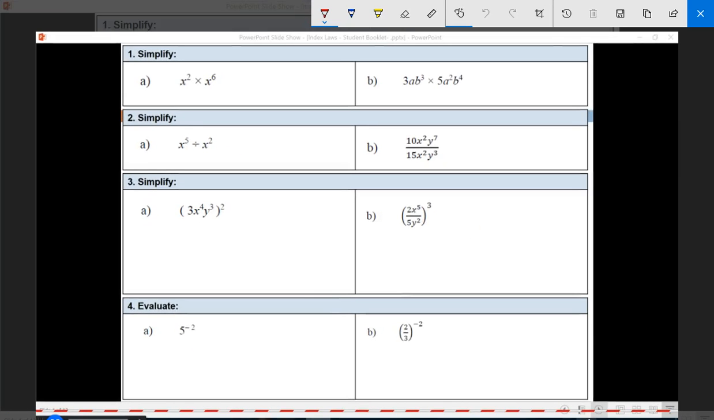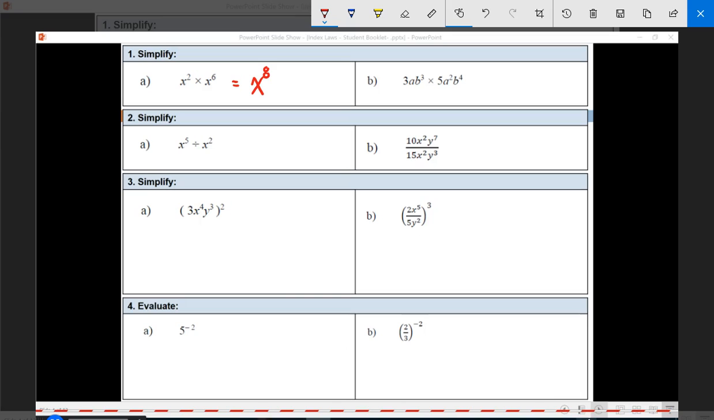Okay, so, guys, if I have a squared times a to the 6, that's just x to the 8. Now, guys, you don't have to write 2 plus 6. You don't have to do this in 2 steps. You can do it in 1 step.